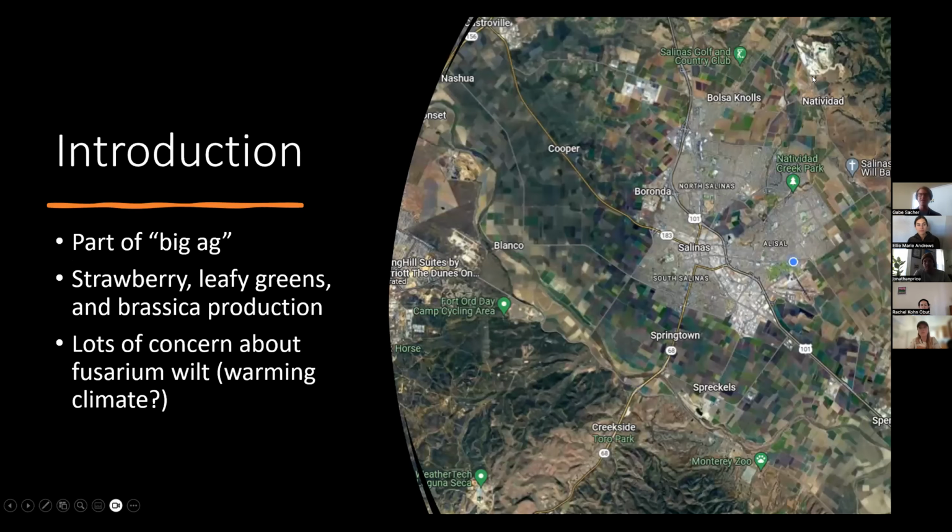As I mentioned, we're located in Salinas, which is definitely part of big ag. That comes with a lot of benefits and a lot of problems as well. And it means that a lot of our research and focus are on larger scale production types. But I'm going to try to make sure everything that I mention today is applicable on a smaller scale and definitely for organics. Historically, Salinas has been pretty cool, so we have a lot of strawberry, leafy green, and brassica production. But as the climate is warming, it's changing what we can grow here, and is also changing the diseases which we face, which includes Fusarium wilt, which is becoming more and more of a problem.